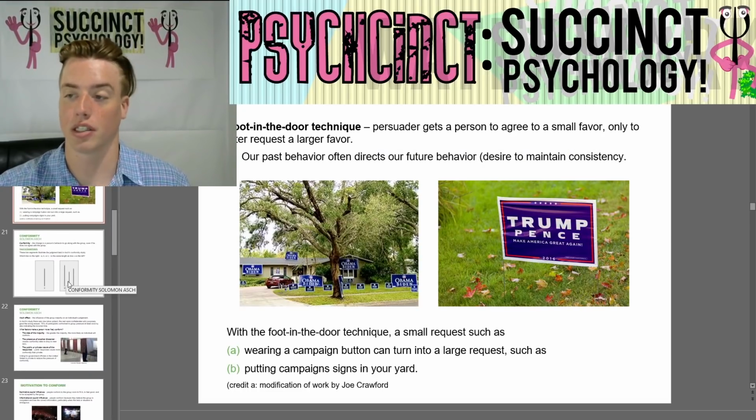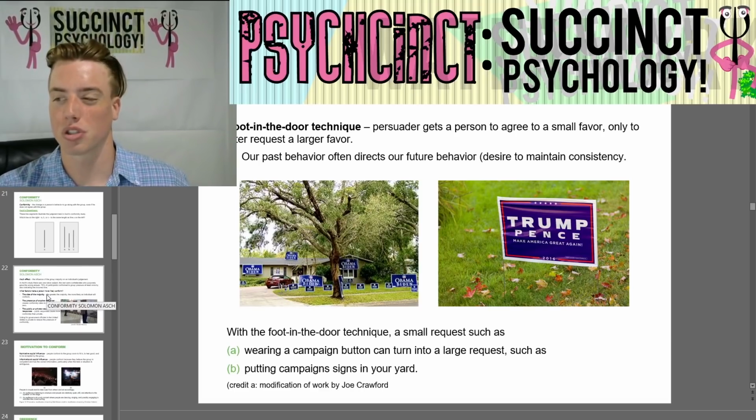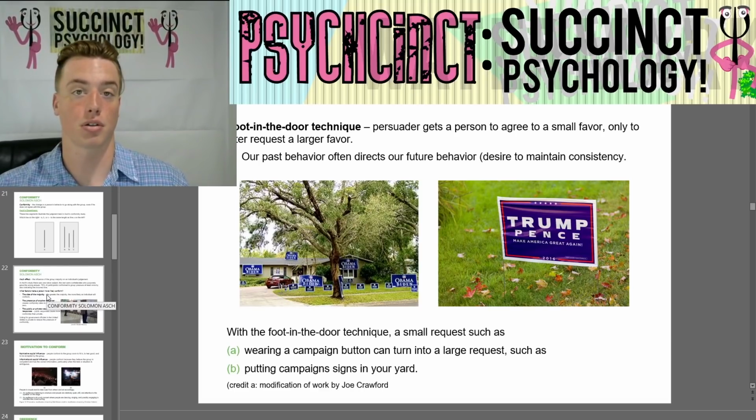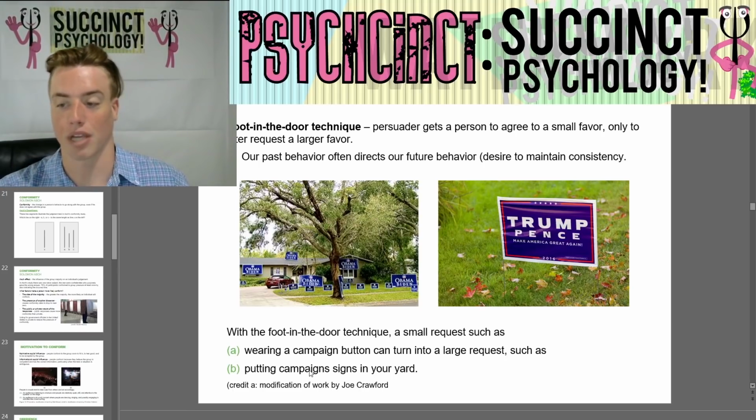Next, we have the foot in the door technique. I'm sure you guys have heard of this. Persuader gets a person to agree to a small favor only to later request a larger favor. So our past behavior often directs our future behavior or desire to maintain consistency. So with the foot in the door technique, a small request such as A, wearing a campaign button, can turn into a large request such as B, putting campaign signs in your yard.